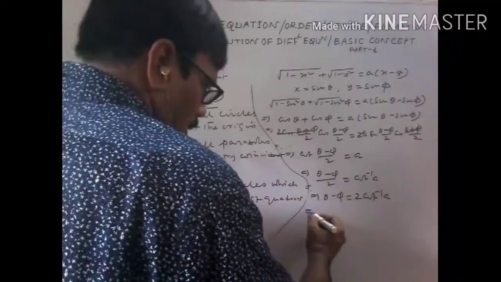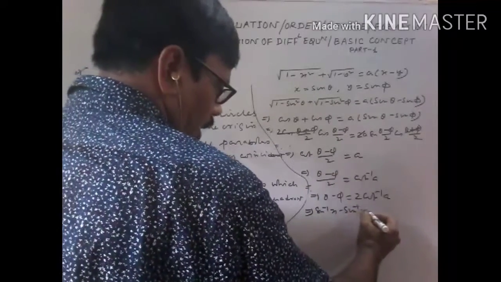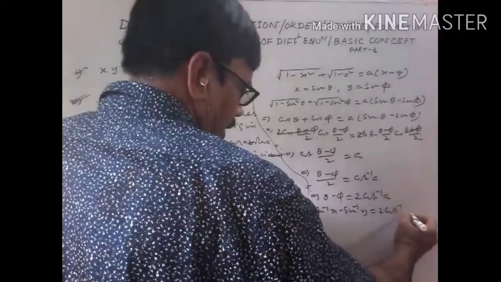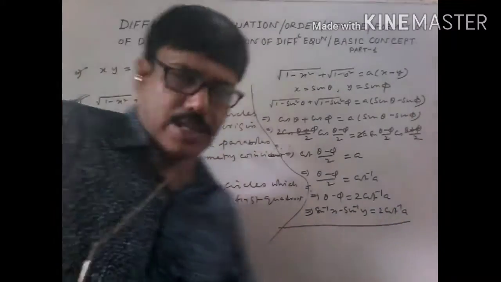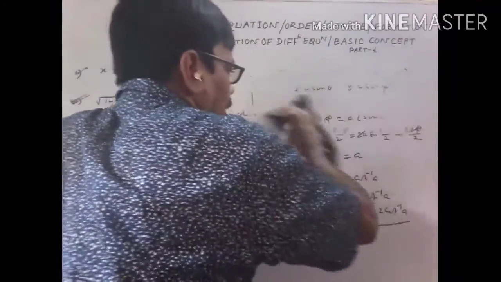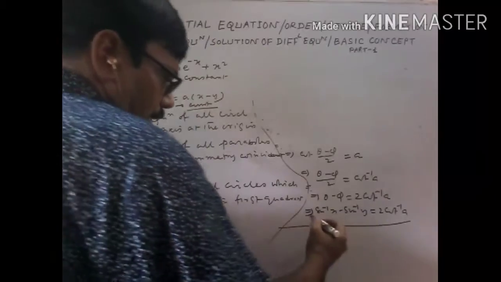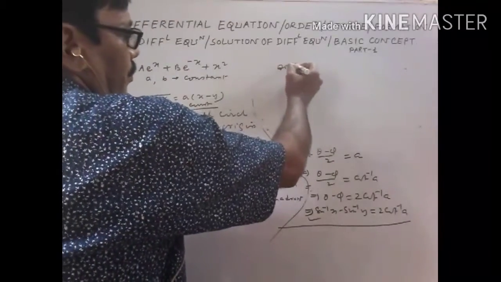So putting the value of theta, what is theta? Sin inverse x minus sin inverse y equals 2 cot inverse a. So this is a relation not involving the root. Now we perform the derivative, so differentiating both sides.